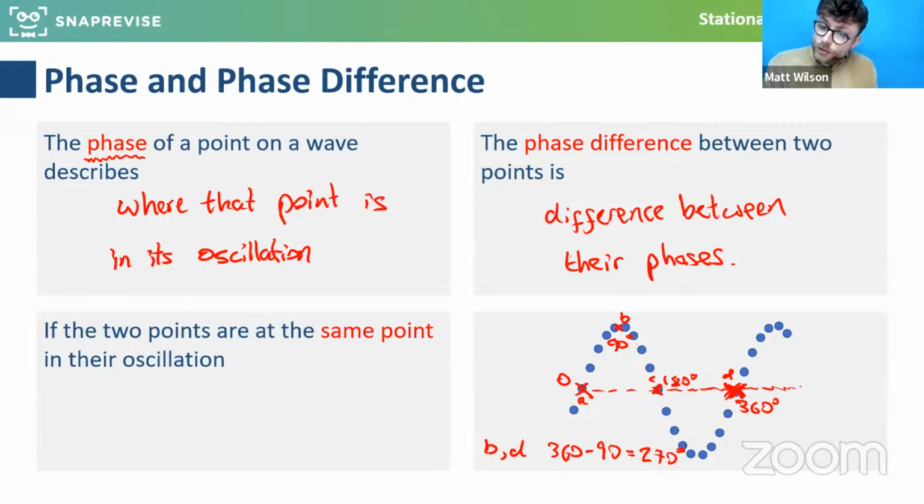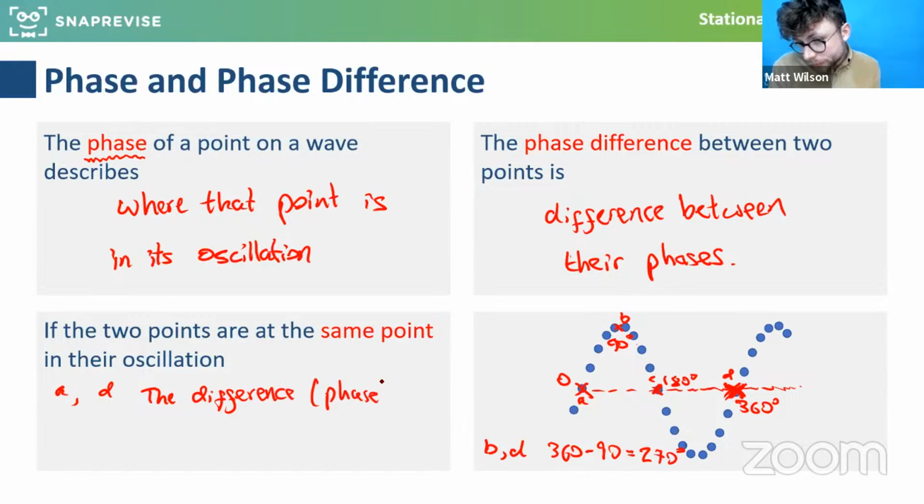So if 2 points are at the same point of their oscillation, we would expect their phase difference to be 0, but that's not quite right. For instance, there's point A and point D. They're at the same point in their oscillation, just D is like a whole extra cycle through. So in general, the phase difference will be some whole number times 360. There'll be some lump sum number of 360 degrees apart if they're at the same point in their oscillation.